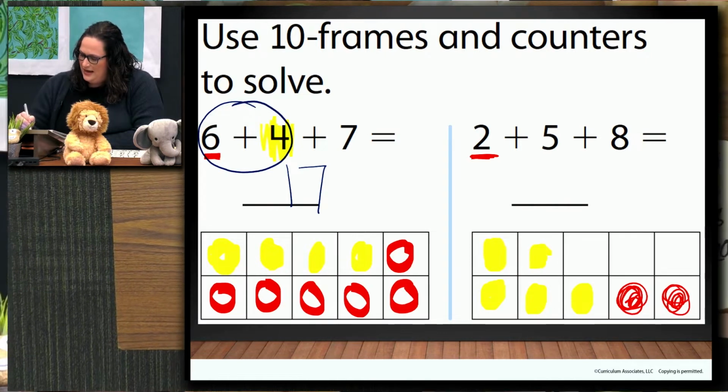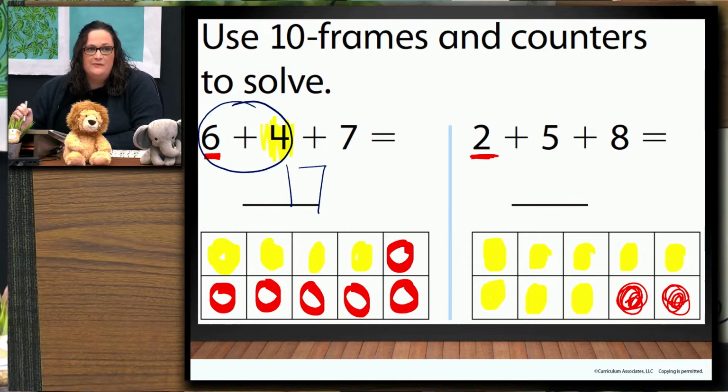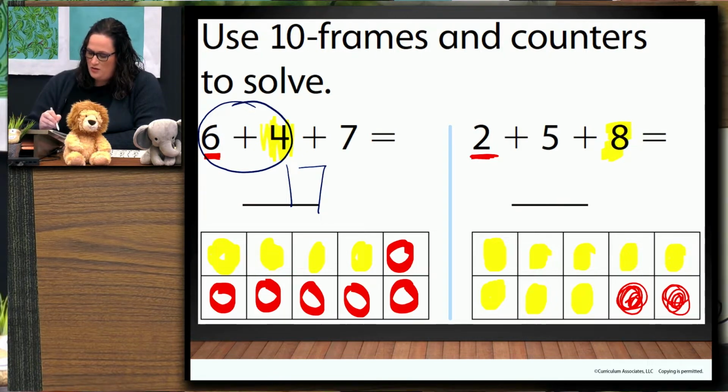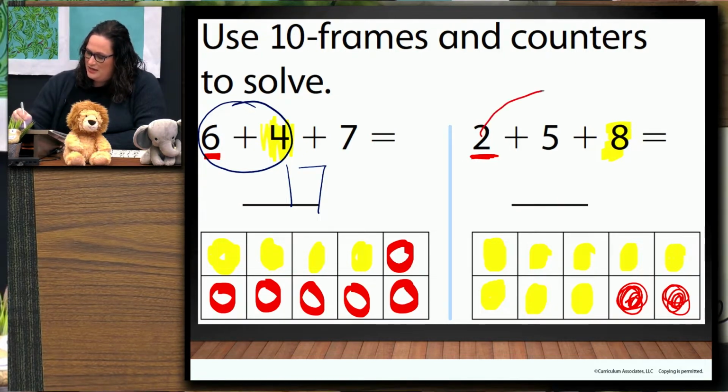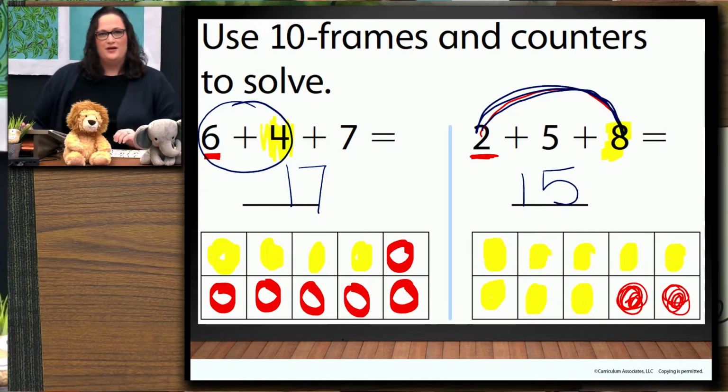3 and 5 make 8. Does anyone see an 8? I see an 8. It's right there. So my 2 and my 8, wrong color, my 2 and my 8 are joining together to make 10. So now I have 10 and 5, and that makes 15. Look at us go.